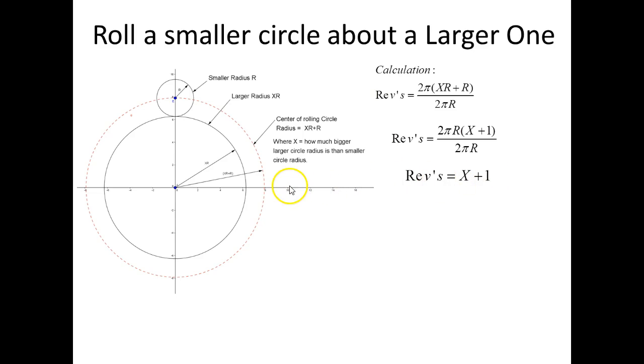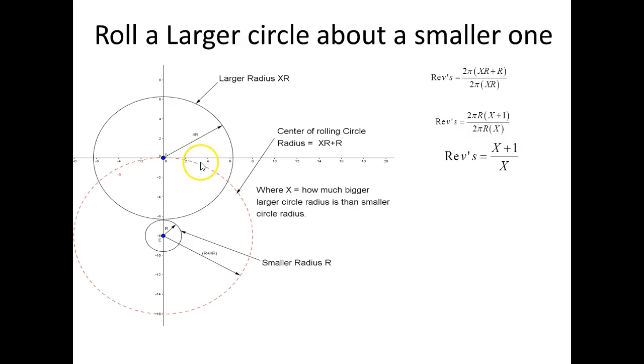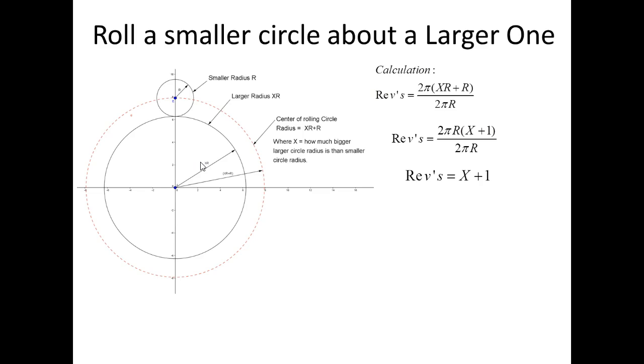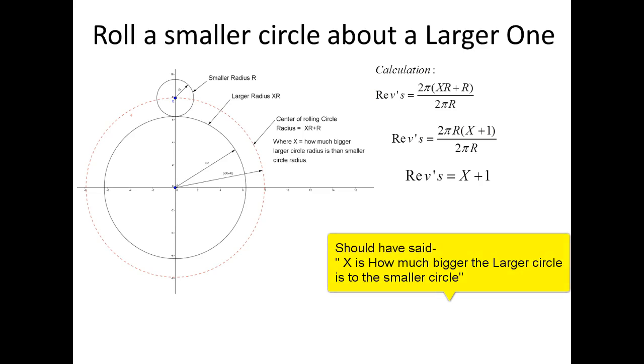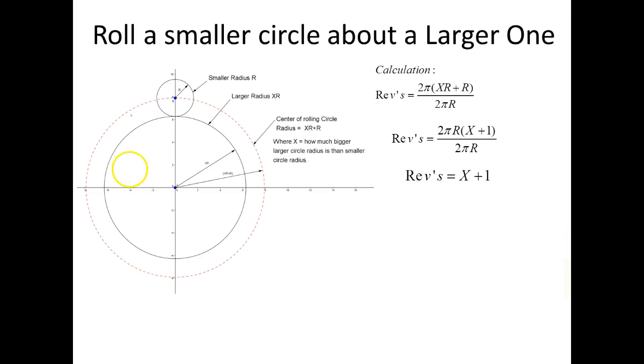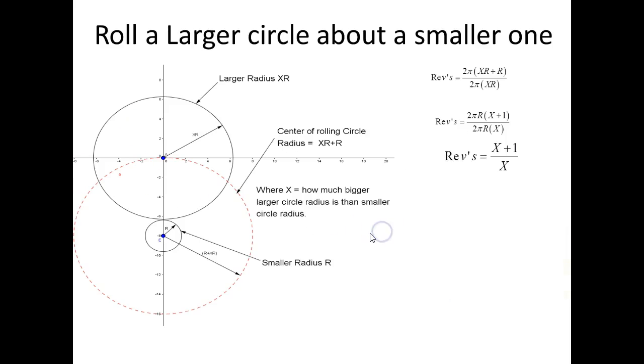So that means whenever I'm rolling a golf ball around a basketball, a smaller circle around a larger circle, all I've got to do is add 1 to how much bigger the basketball is than the golf ball. So if the basketball is 5 times bigger than r, then it's 5 plus 1, which is 6. Okay, let's go on. Let's see what this does.